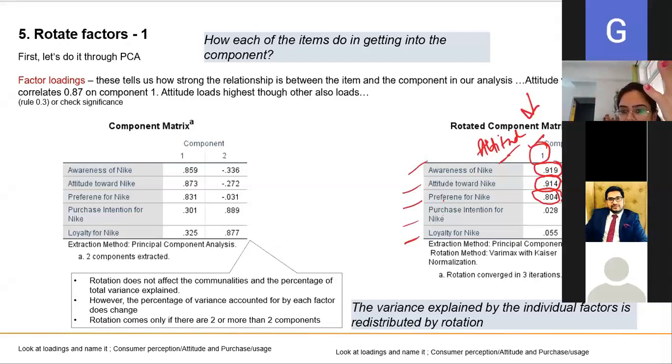This is called loading. Which variable has higher loading on which factor, that is counted in that factor. So it will not happen that a variable will come in this one and also be counted in the second. It will come in this first one, and this will come in your second factor. So that is factor analysis.